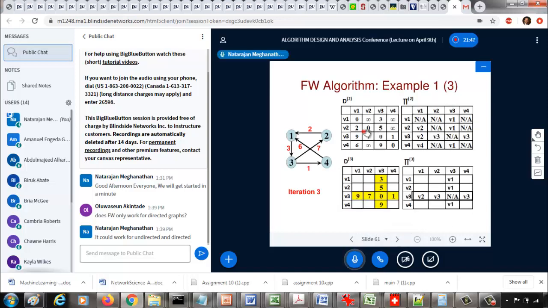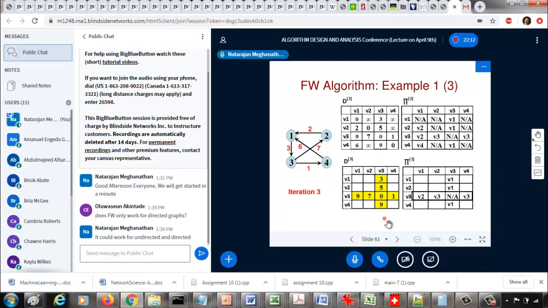Now we use that distance and predecessor matrix to go through the third iteration. In the third iteration, we are trying to go through vertex 3. So highlight the column and row corresponding to vertex 3, so that we have the entries from the end of the second iteration. Now we're trying to fill the matrix for the third iteration.